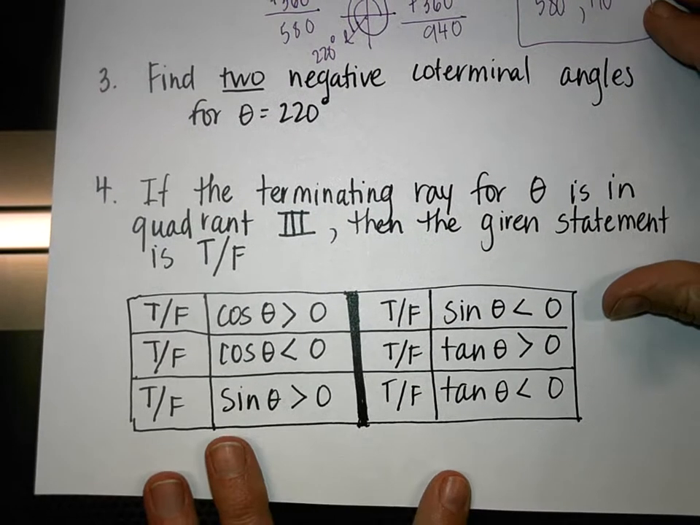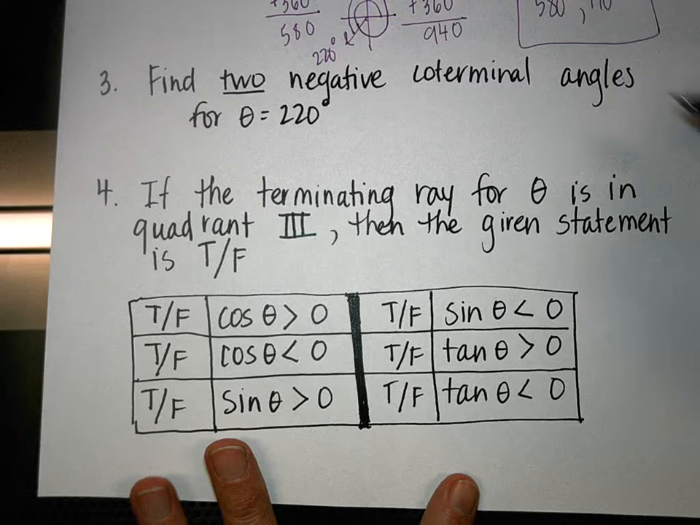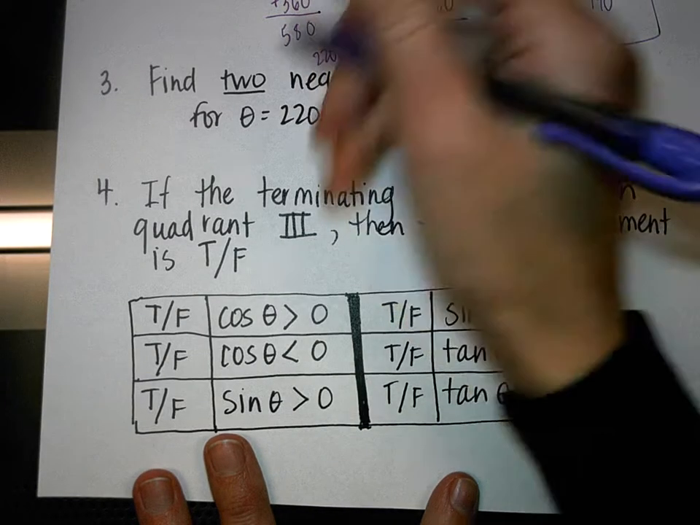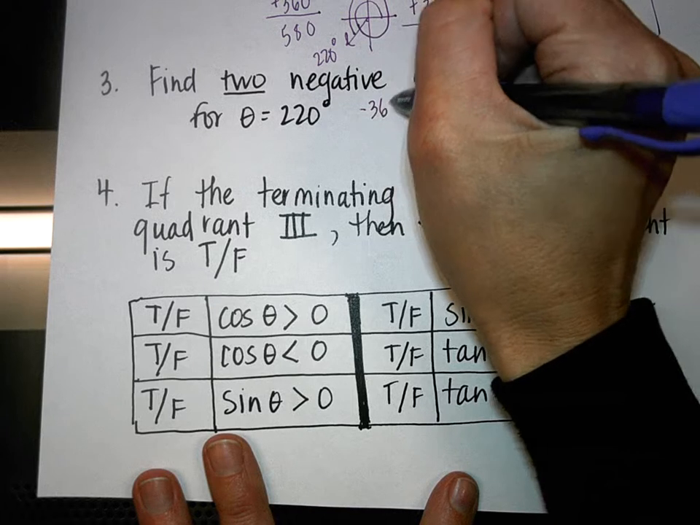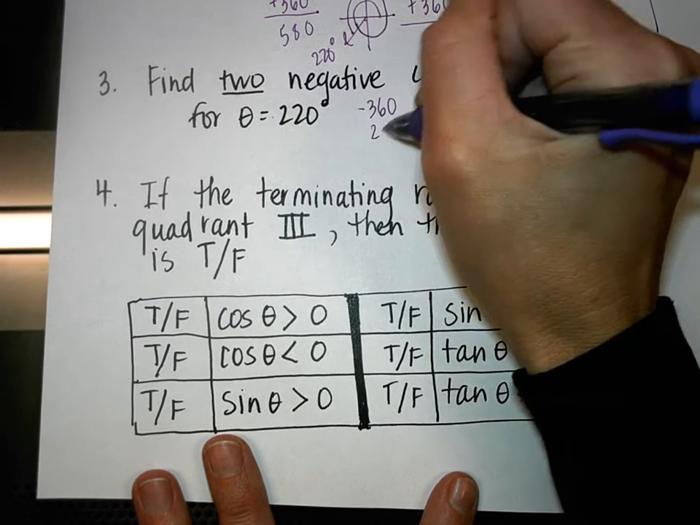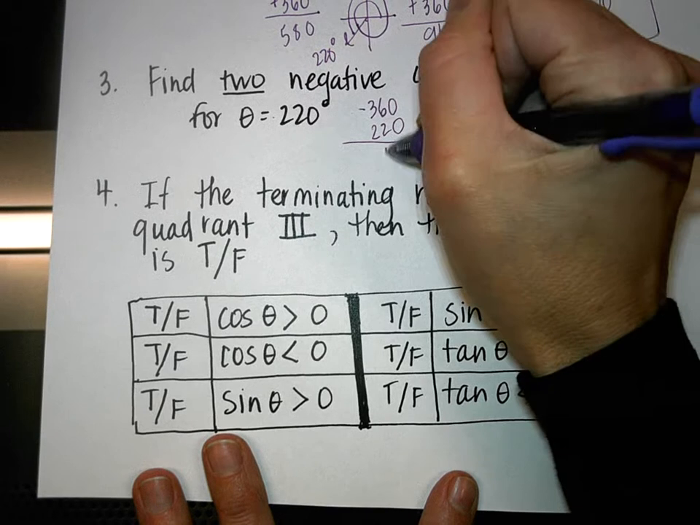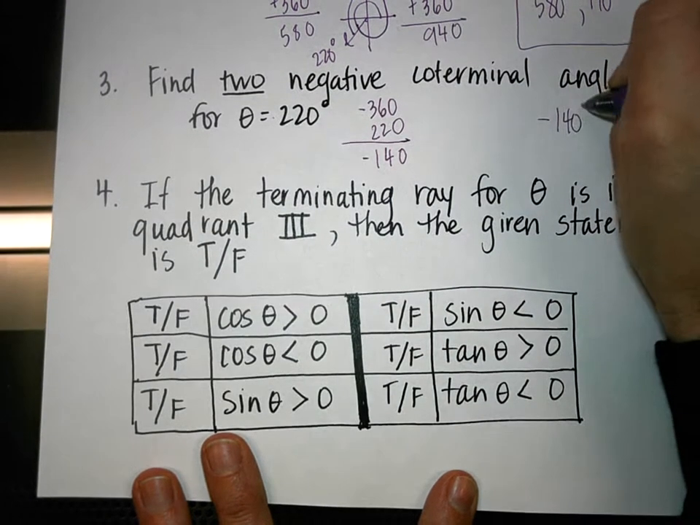For 2 negative coterminal angles, we're trying to get negative values. So we're subtracting 360. We are going clockwise instead of counterclockwise. And so we're going to take 220 and we're going to subtract 360. Well, it's easier to have the larger number on top, so I'm going to put negative 360 and we have a positive 220. I'm going to subtract and I get negative 140 degrees.